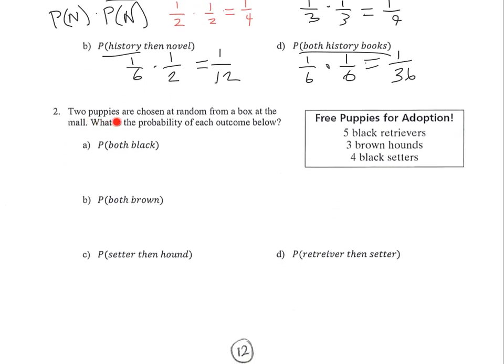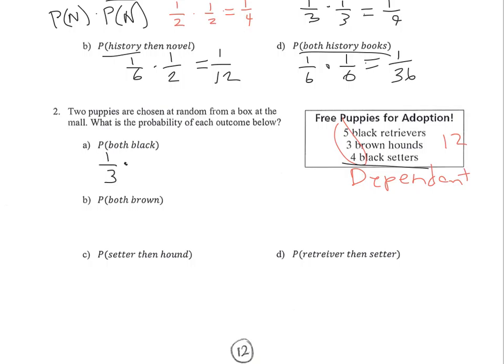Two puppies are chosen at random from a box at the mall. What is the probability of each outcome? So this time, you're not putting the puppy back, you're taking the puppy. So this is dependent, so the fractions are going to go down. First, there are 12 dogs. What's the probability they're both black? So it's 4 out of 12, so it's 1/3.